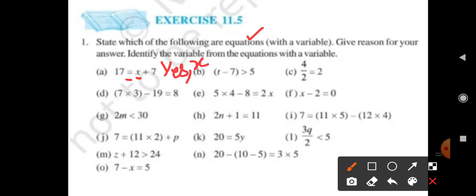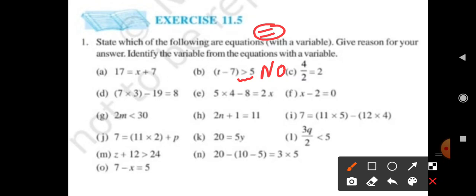Now let's check the B part. Again, t minus 7 is greater than 5. Is it an equation? No, this is not an equation. Why no? Because the equality sign is not there. The equality sign is missing here. So you have to write down the reason: no, this is not an equation because the sign of equality is missing here.